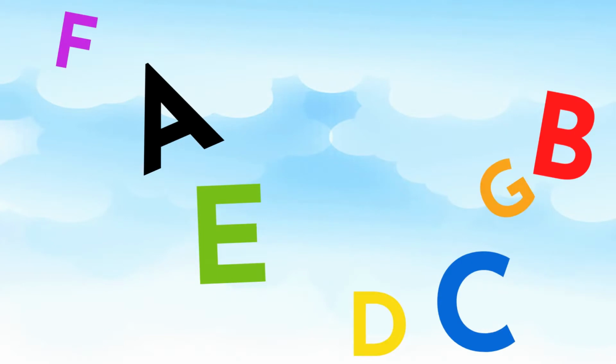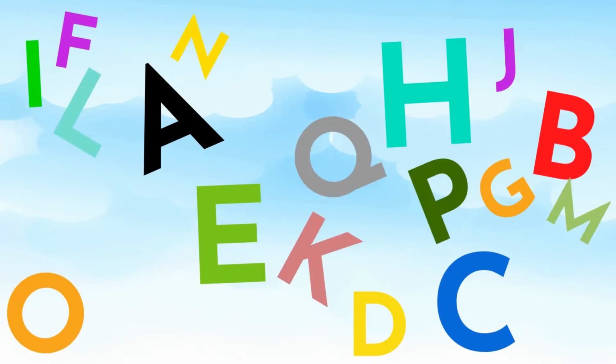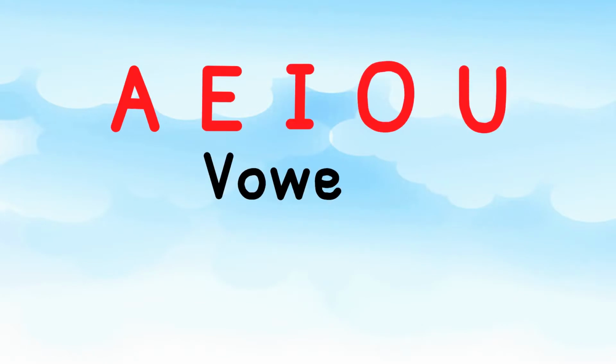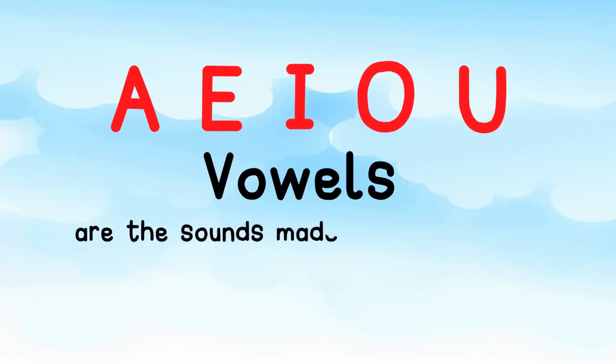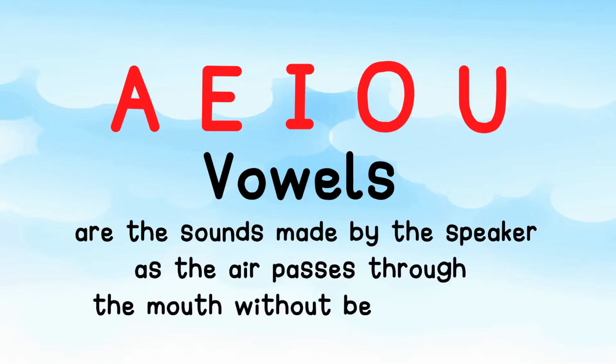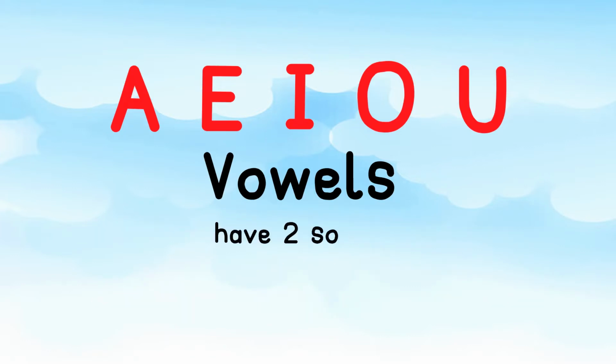Did you know there are 5 vowels in the English alphabet? Let's learn about them now. A, E, I, O, U. Vowels are the sounds made by the speaker as the air passes through the mouth without being blocked. Vowels have 2 sounds.